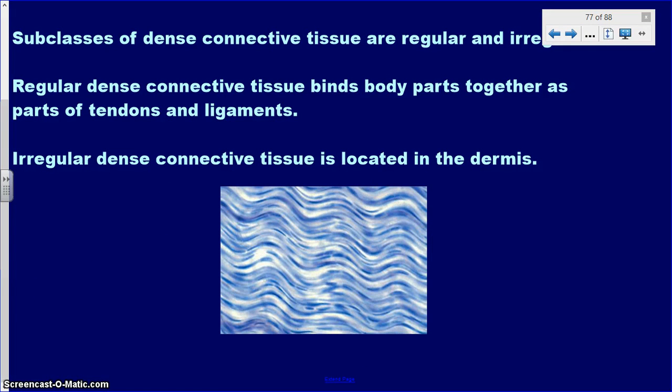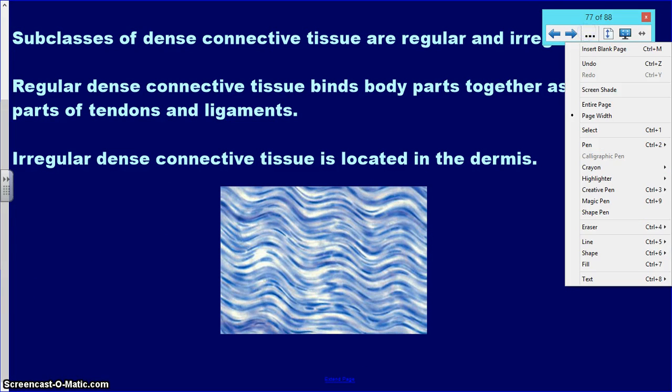Alright, so this is just a view of your dense connective tissue. This would be your regular dense connective tissue. So this is what you're going to see in, similar to this will be what the tendons and ligaments slide looks like.